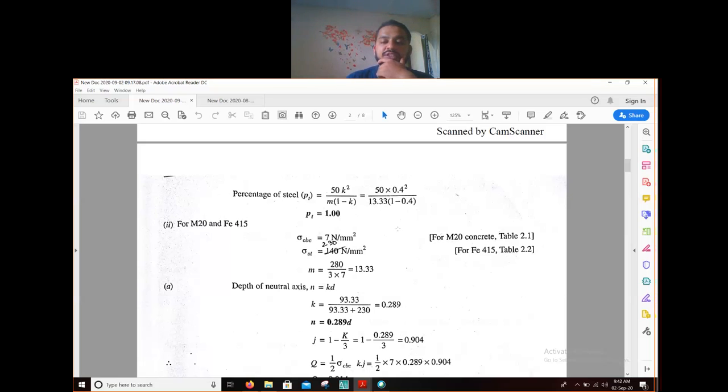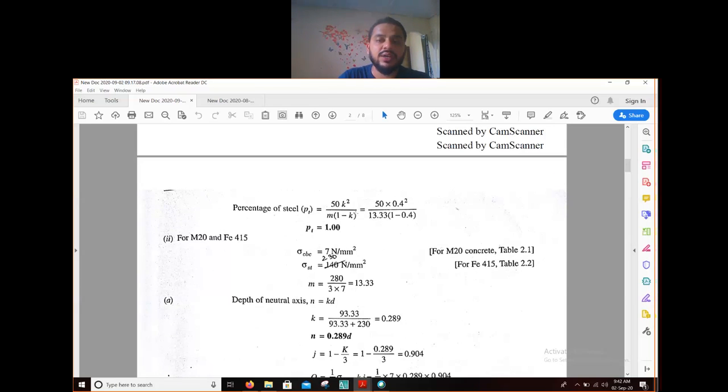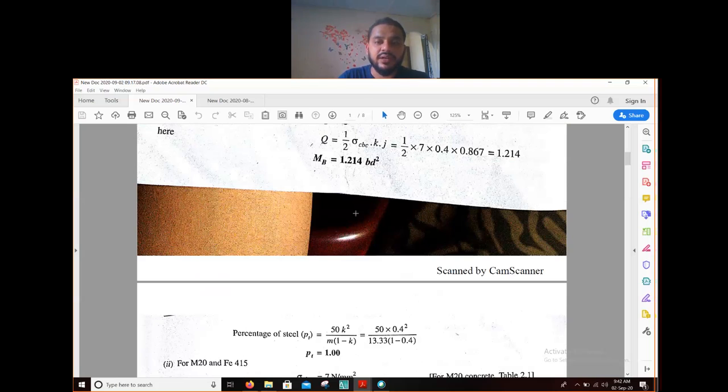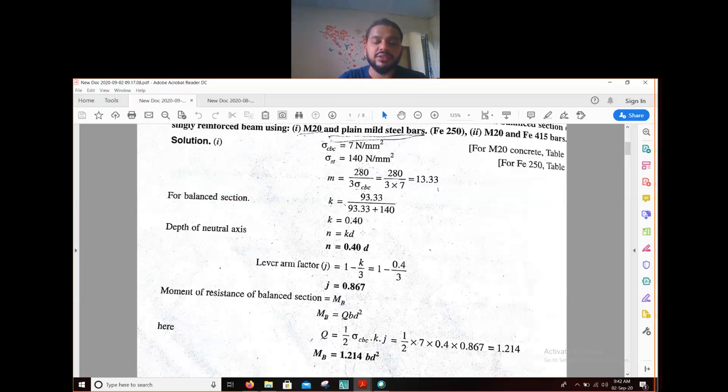I hope all of you have understood this one. It is very simple. You only have to put the values in the formula. If you have any doubt, you can ask me. In the solution, whatever you can see on this screen, if you have any doubt, you can ask me now.